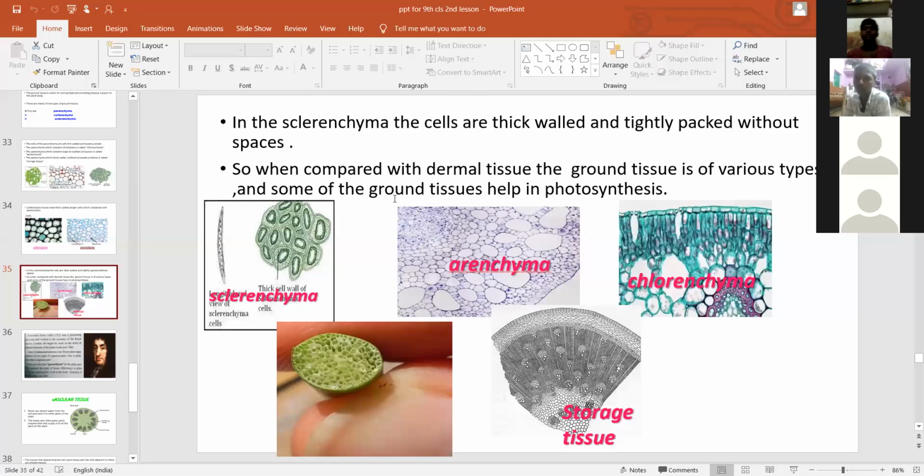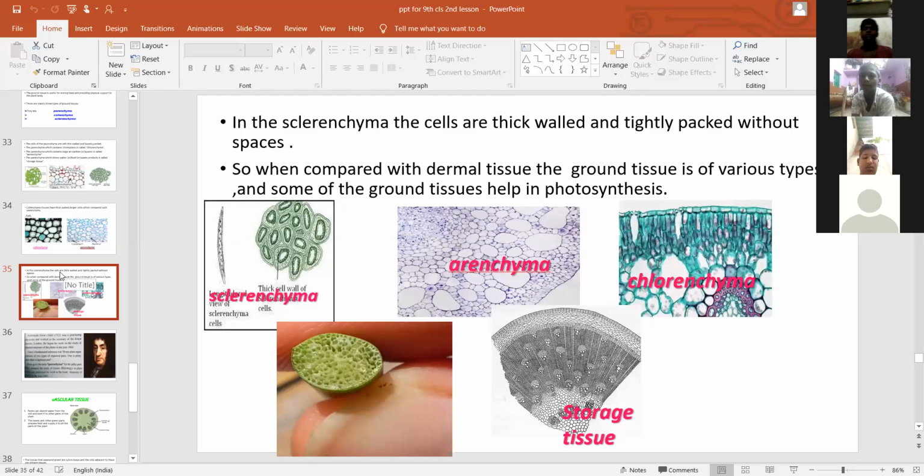Compared to the dermal tissue, the ground tissue is of various types, and some of the ground tissues are helpful for photosynthesis. The parenchyma containing chloroplast is useful for the photosynthesis process.